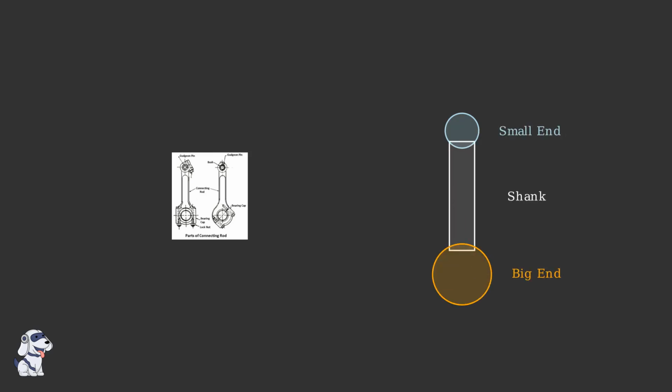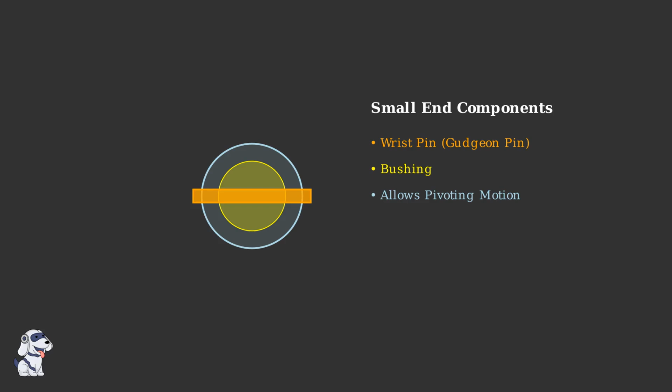Notice how it has two distinctly different ends, the smaller end at the top and the larger end at the bottom. The connecting rod consists of three main sections: the small end, the shank or body, and the big end. Each part serves a critical role in the engine's operation. The small end connects to the piston through a component called the wrist pin or gudgeon pin. This connection allows the connecting rod to pivot as the piston moves up and down in the cylinder.